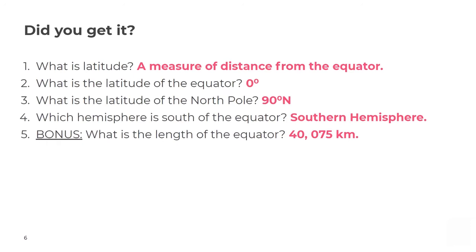So what is latitude? It is a measure of distance from the equator. Number 2, what is the latitude of the equator? It's 0 degrees. Number 3, what is the latitude of the North Pole? It's 90 degrees north. Number 4, which hemisphere is south of the equator? That's the southern hemisphere. And number 5, for a bonus point, what is the length of the equator? It's 40,075 kilometres in length.